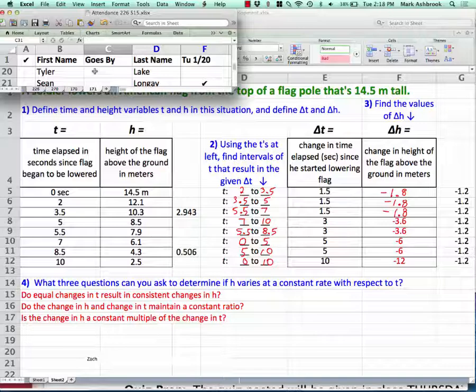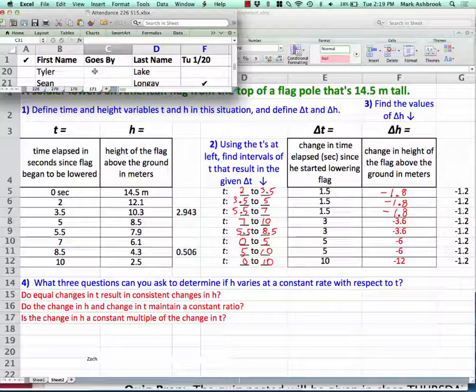Okay, Sean Longe. What do you think? Yes or no? I'm still saying no. Still say no. Why? That last criteria doesn't follow. So you're saying T and H are not in constant rate of change. Yes. Why not? Why are they not in constant rate of change? Okay.